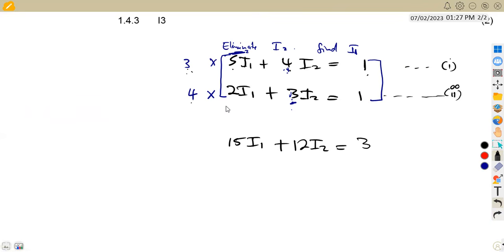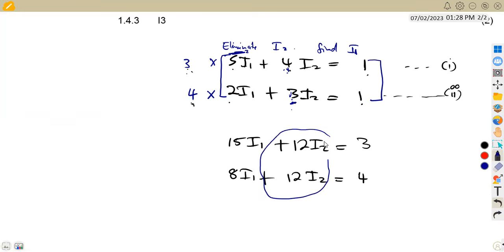The same 4 multiplies everything in this equation. So it's 4 times 2, which is 8 I1, 4 times 3, which is going to give us 12 I2, which is equal to 4 times 1, which is a 4. The moment you've got this, you can check that I2 is the same. We've got 12 I2, 12 I2.